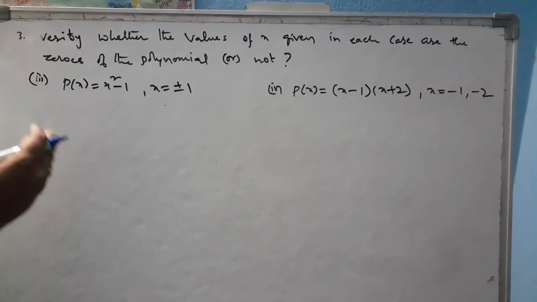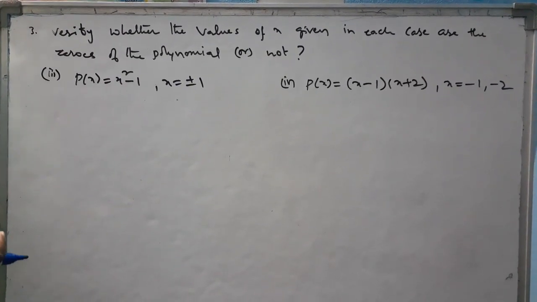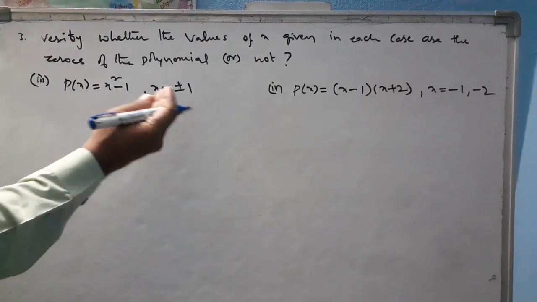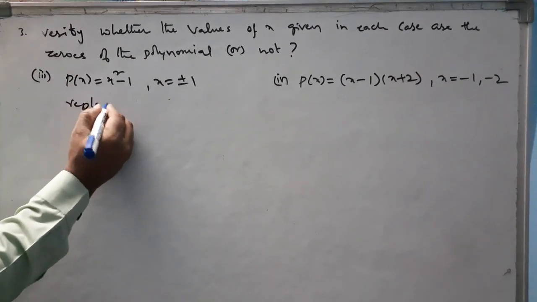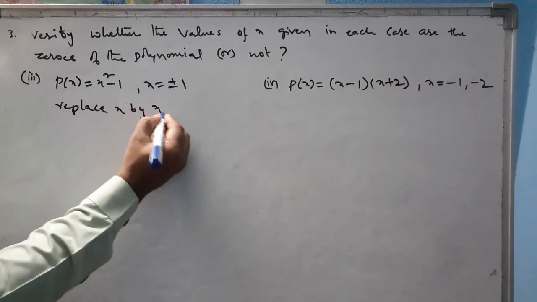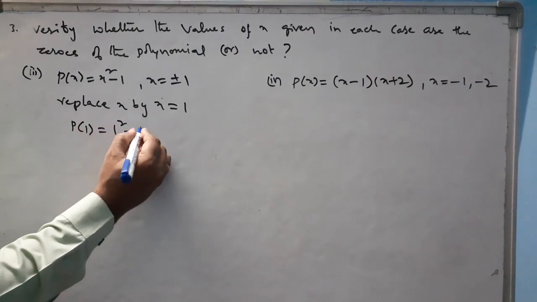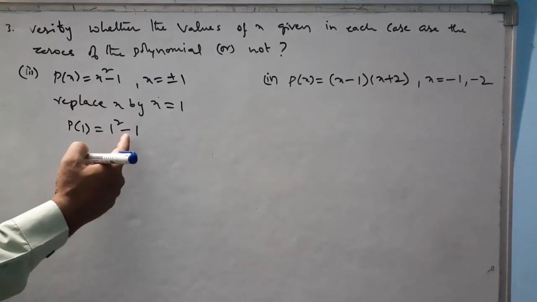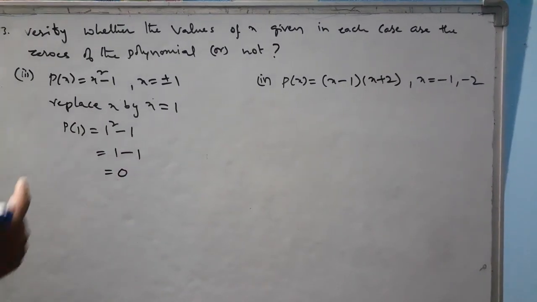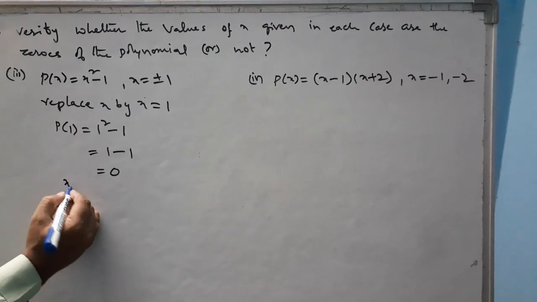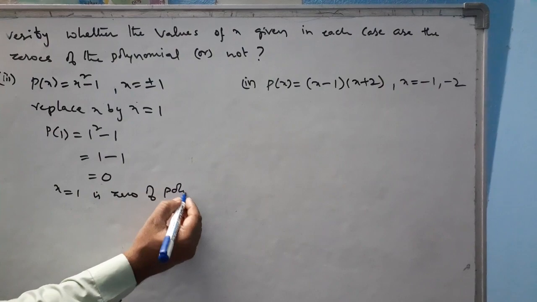Third one, p of x is equal to x square minus 1. Here x is equal to plus or minus 1. So we have to check at x equal to 1 and x equal to minus 1. So replace x by 1. So p of 1 is equal to 1 square minus 1. 1 square means 1, so 1 minus 1 is 0. So p of 1 equals 0. So x equal to 1 is a zero of the polynomial.